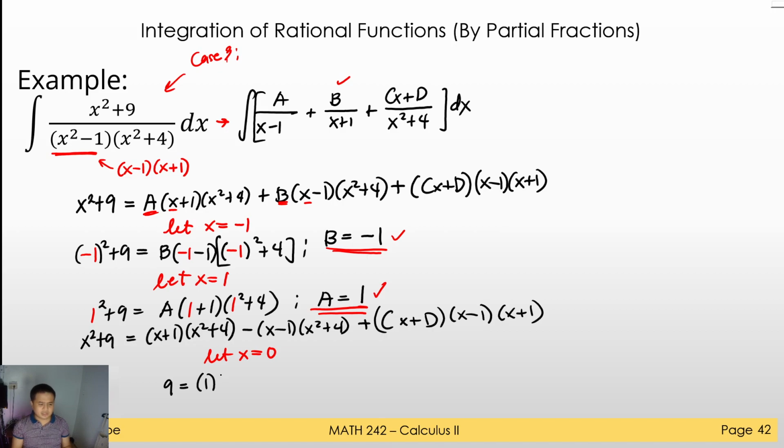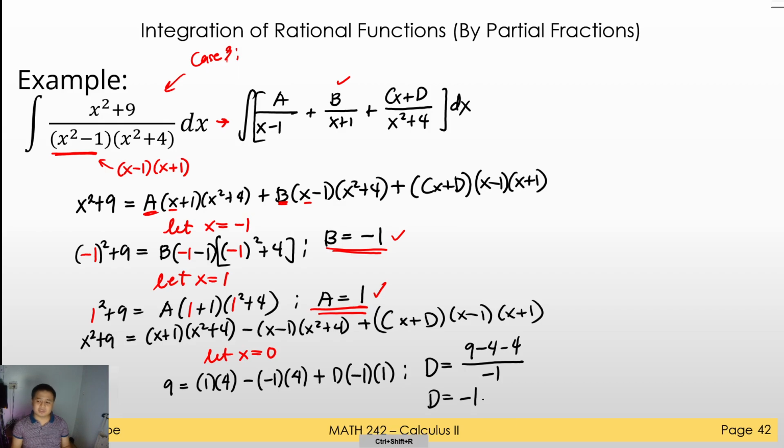So 9 is equal to 1, and then this will be 4 minus, we have negative 1, we have 4, plus, so this is 0. So we have d, and then x minus 1, so 0 minus 1, 0 plus 1. To solve for d, d here is equal to 9 minus 4. Actually, this is 9 plus 4. Okay, minus 4 again, and then over negative 1, right? So d here is equal to positive 1 over negative 1. So this is negative 1.